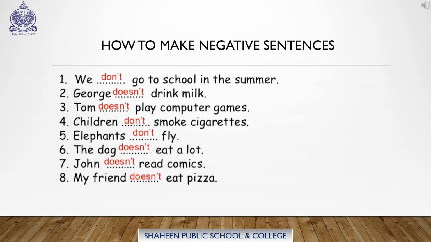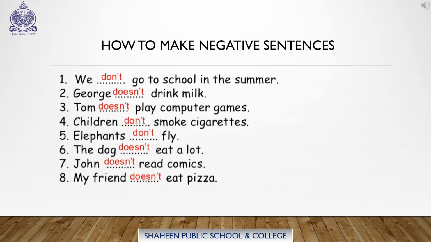For making negative sentences of present indefinite tense, we have to use do not or does not. So, where to use do not and where to use does not? Whenever we are using any plural subject, we have to use do not. And whenever we are using any singular subject, we have to use does not. But with does not, the s of the verb will be removed.